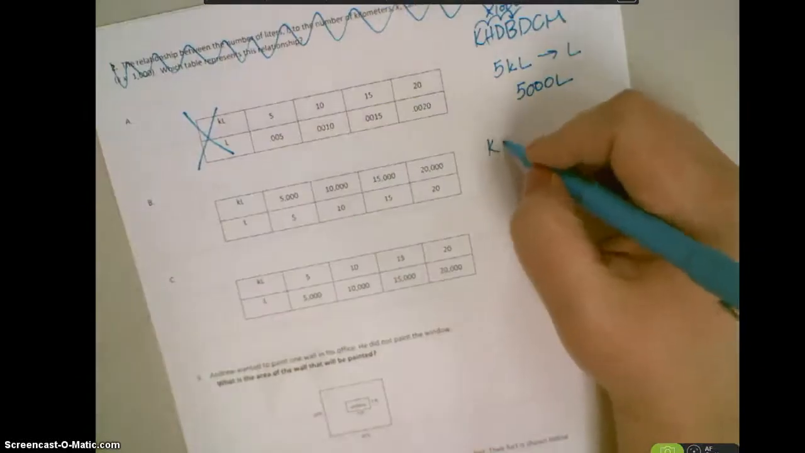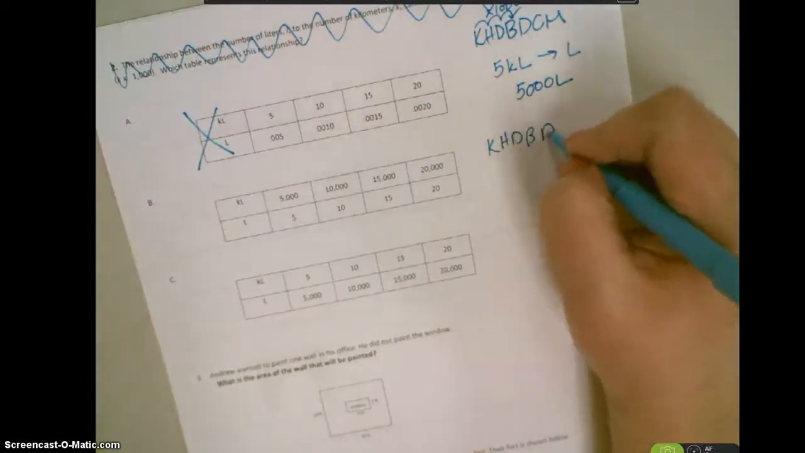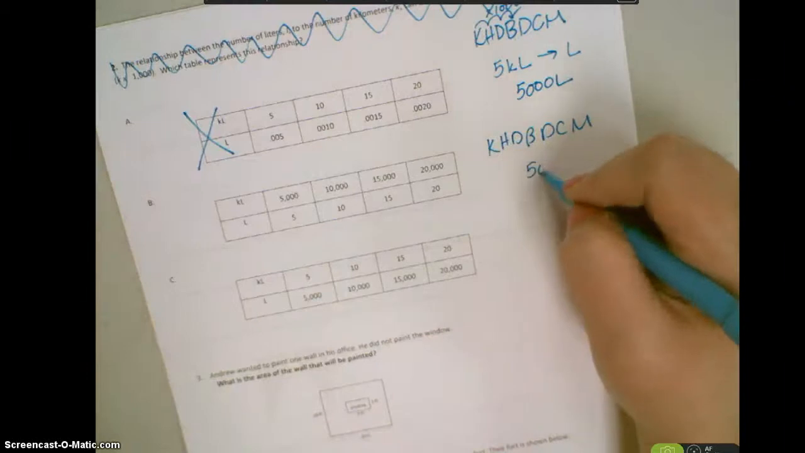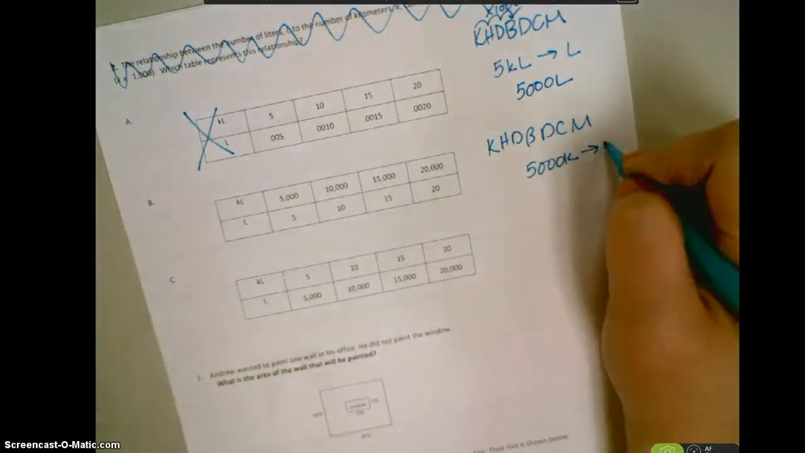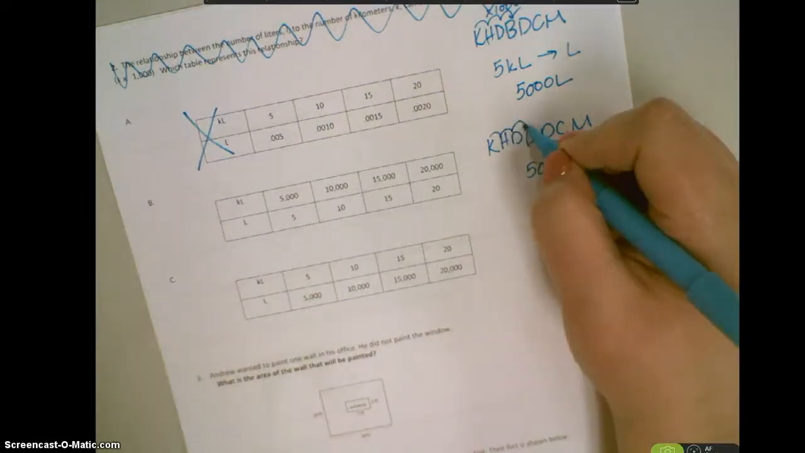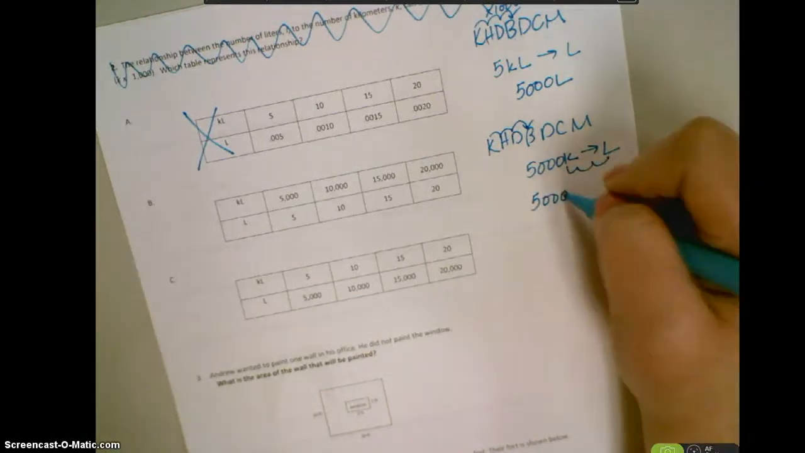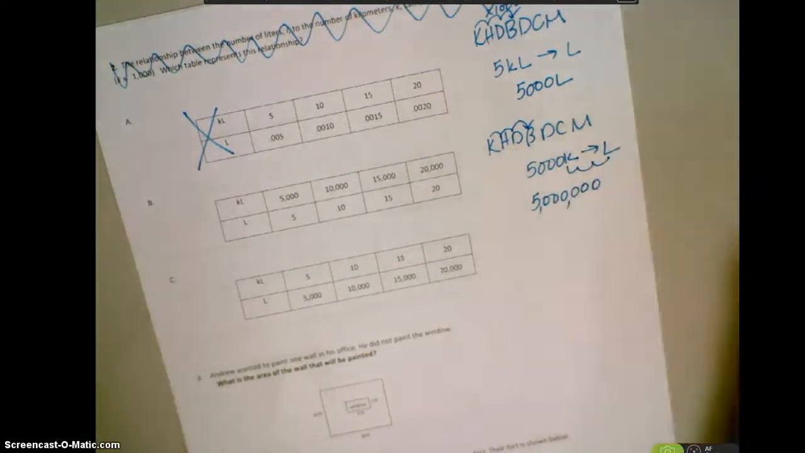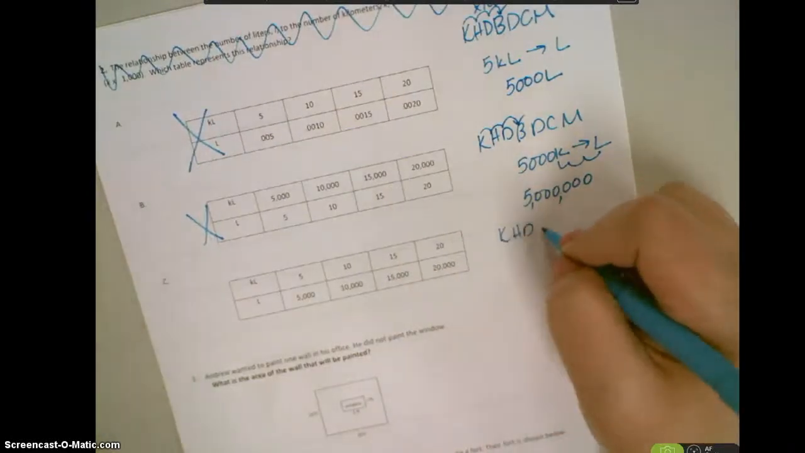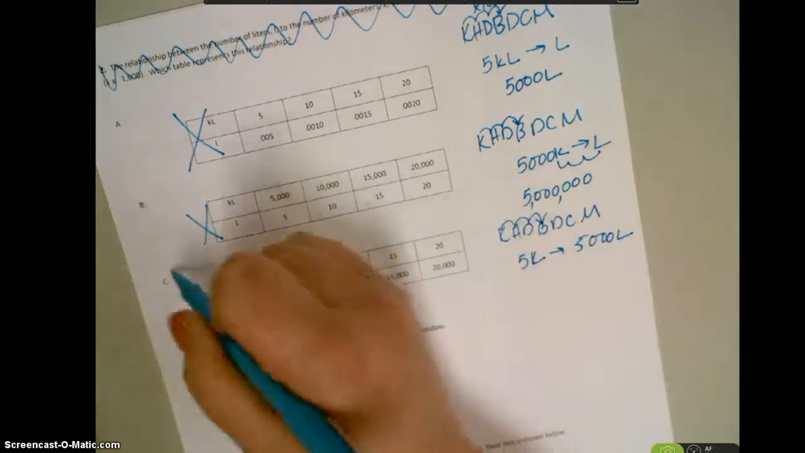For this one, I'll just rewrite this. King Henry died by drinking chocolate milk. I have 5,000 kiloliters, and I'm going to liters, and I'm still going to be multiplying by 1,000. Well, that's going to give me way more. So that would give me 5 million. That's not right. Here, on this last one, King Henry died by drinking chocolate milk. I have 5 kiloliters. I'm going to liters multiplying by 1,000, so that's going to give me 5,000 liters, which means this chart actually works, so my answer would be C.